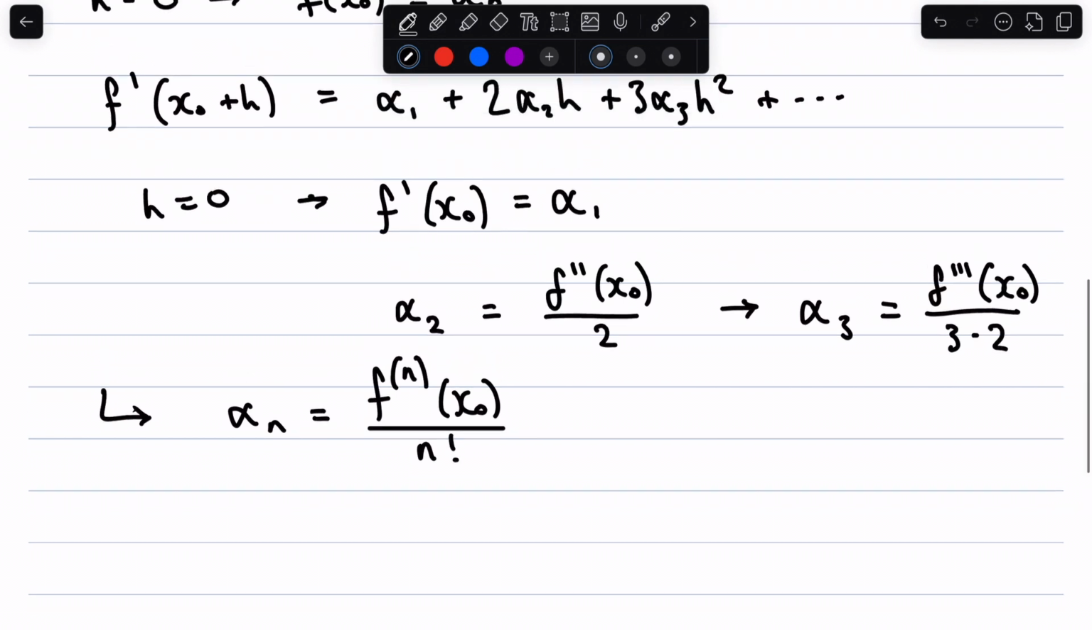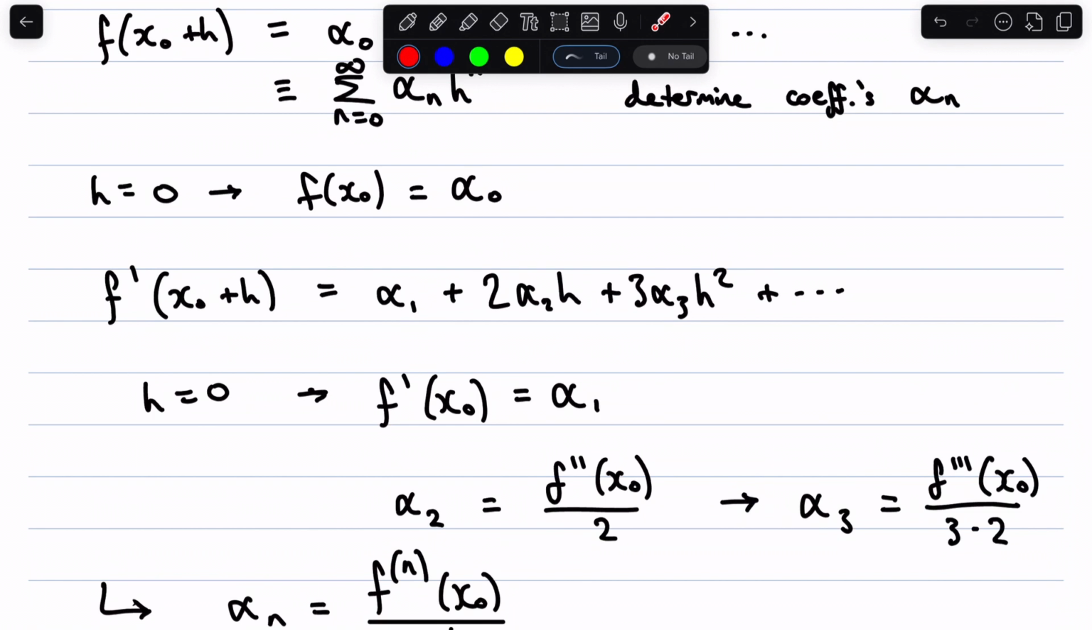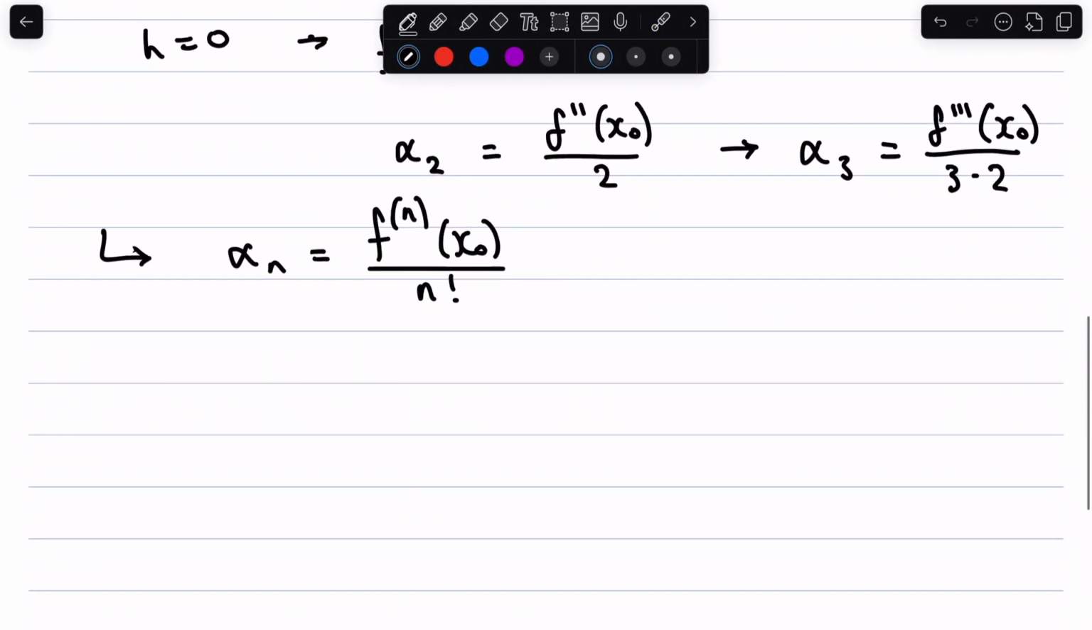So you could view this as alpha 1 being f prime of x0 divided by 1 factorial, or that alpha 0 is over 0 factorial, which is 1. And you'll see that's just 2 factorial, and 3 times 2 times 1 is 3 factorial, etc. And you can see how we get this final result for our alpha n.